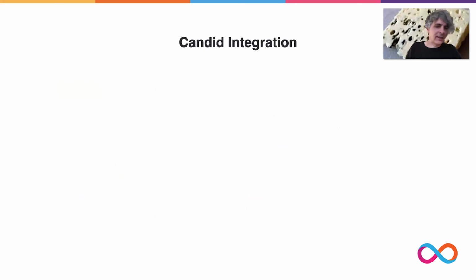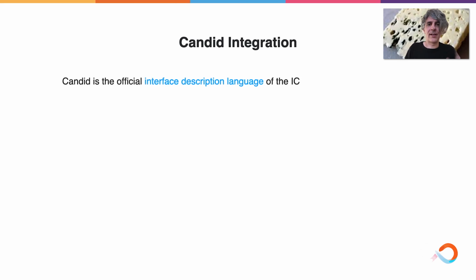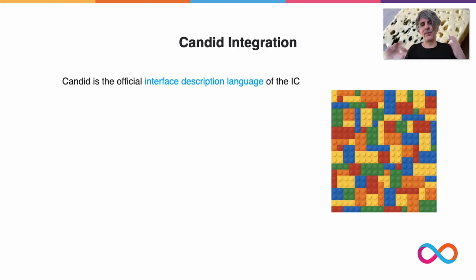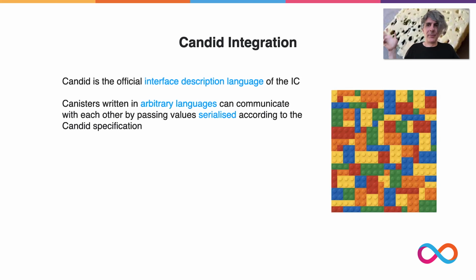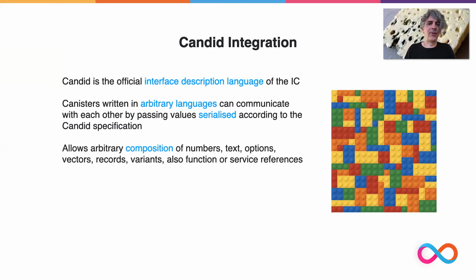The last thing, I think I have to hurry up a little bit, I want to talk about is the Candid integration. That's the last important bit. Candid is the official interface description language of the Internet Computer. It allows you to define multiple canisters, actors, and have them interoperate in a defined way, right? These canisters can be written in arbitrary languages. Candid is language agnostic and is designed to work for any language.